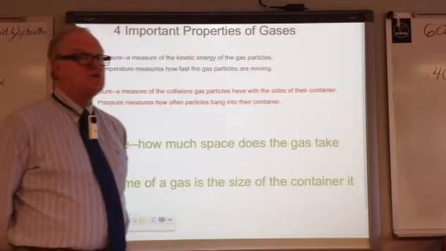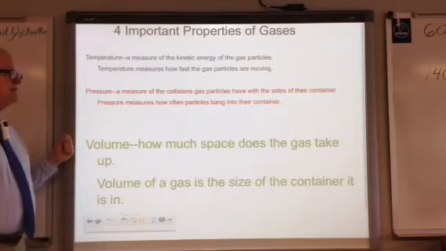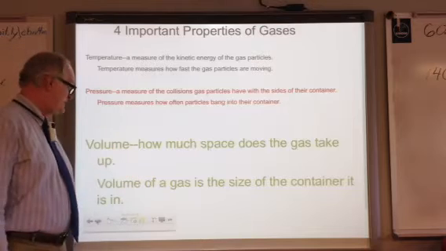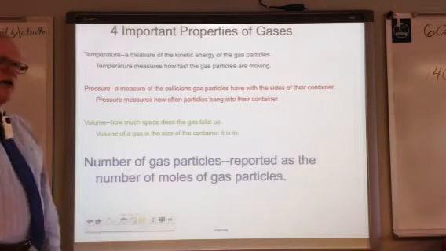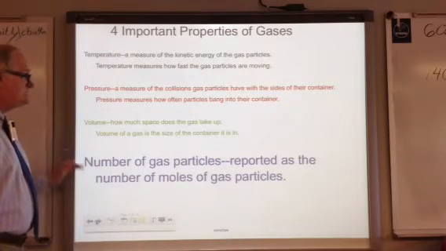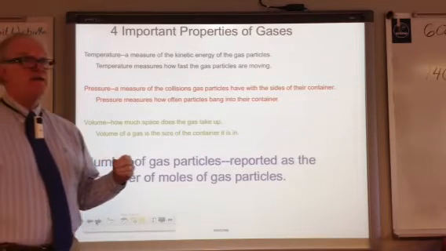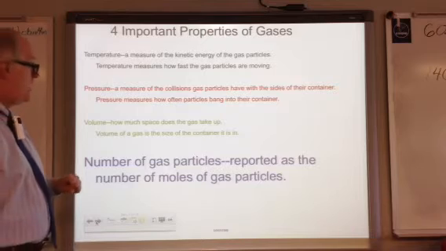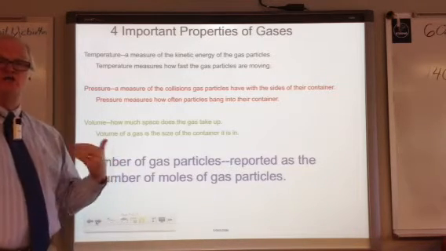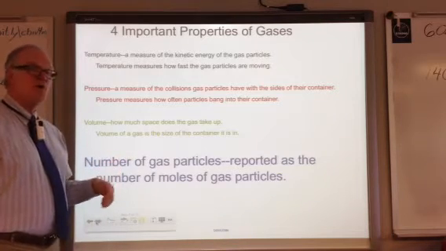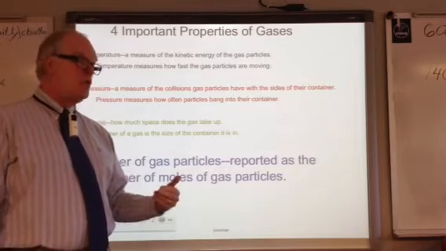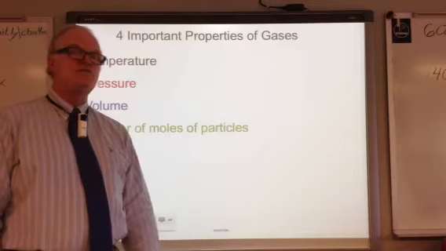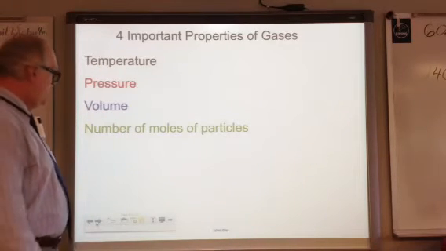Another thing we're going to be concerned about as we study gases is the volume of a gas. And volume is a measure of how much space the gas takes up. And so what we're really thinking about is the size of the container that the gas is in. That's the volume of the gas. And the final thing we're going to be concerned with is the number of gas particles. Now remember, atoms and molecules and ions are extremely small, so small that we can't count them one by one. But we can keep track of large numbers of those particles. So when we talk about the number of gas particles, what we're really going to mean is the number of moles of gas particles. So those are the four properties we're going to think about: temperature, pressure, volume, and the number of moles of particles. And we'll see how those things are related to each other as we go on in our study of gases.